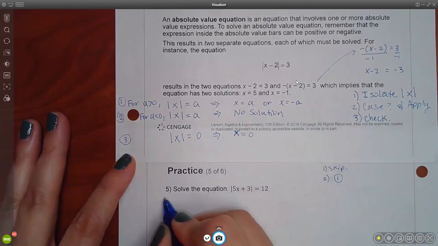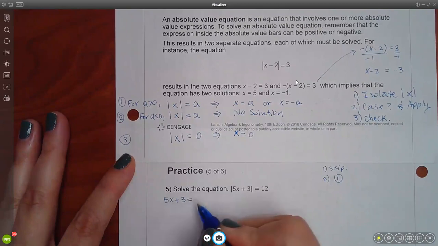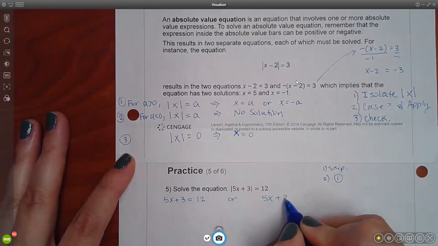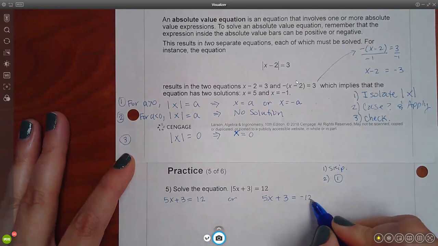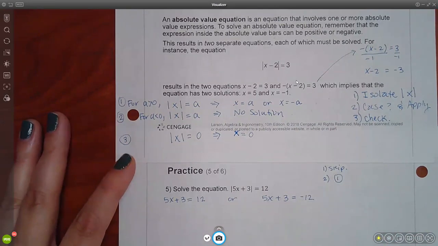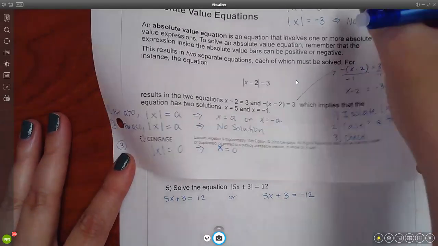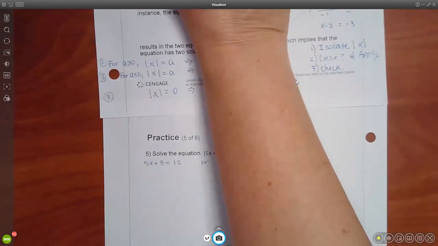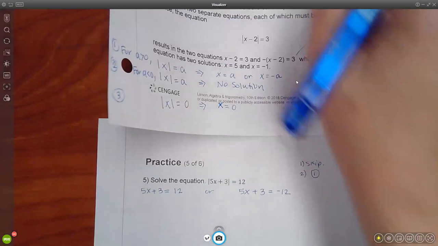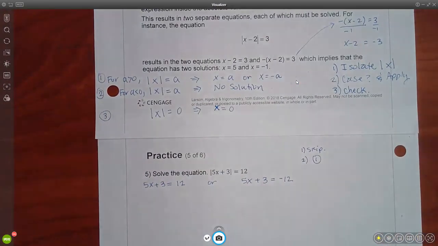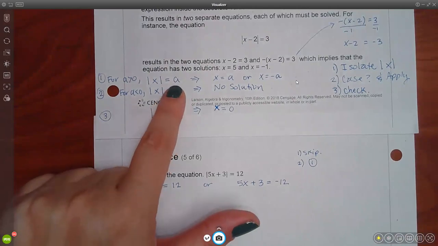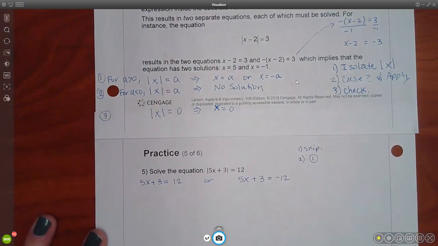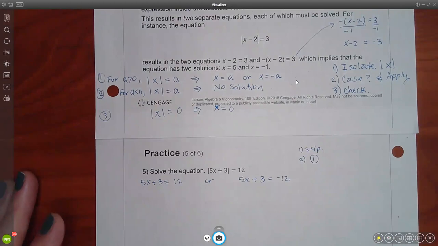Okay. So I'm going to take the whole expression inside those bars and equal it to a positive total, write my word or, and then the same expression equal to the negative of that number, which is negative 12 in this case. And then I have to solve both of those equations there. I'm going to keep this here for reference. You do. So you're going to have 2 solutions for this one. Anytime that that's a positive number, you will have 2 solutions. And we'll verify that they're actually both solutions too when we get to the check part.